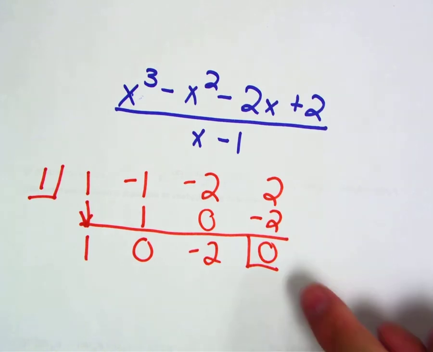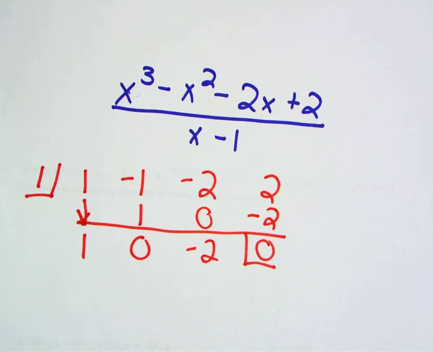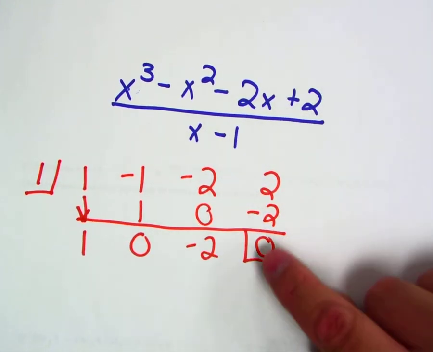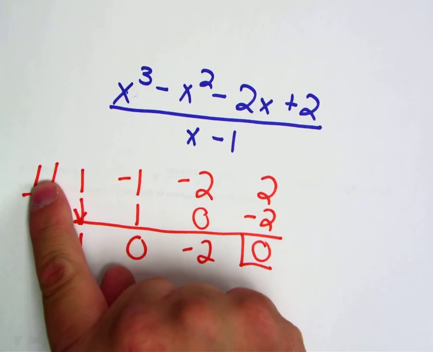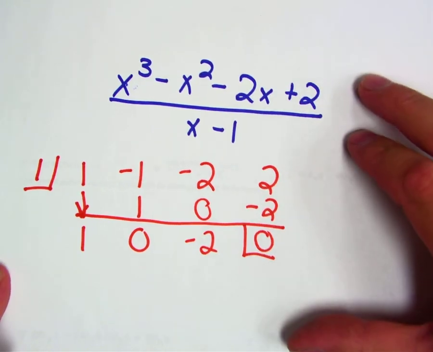And so what I know right now is that this is a factor. I know that it divides evenly into my polynomial because I got 0 left over. Now in terms of the remainder theorem, what that tells me is that p of 1 is equal to 0. And so another way of thinking of that is that 1 is an x-intercept of our function.